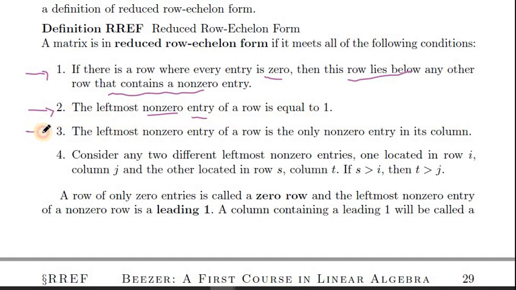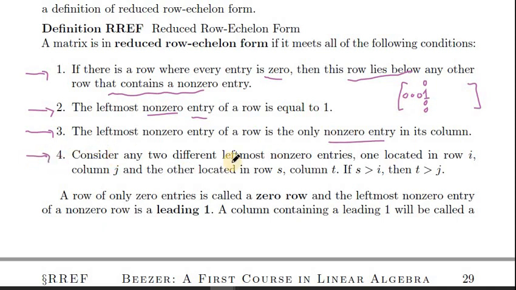Number 3. The leftmost non-zero entry of a row is the only non-zero entry in its column. So for instance, if I have a matrix here, and I have a leftmost 1 here, which would mean I have zeros here, that means that all of these are zeros as well. It may not be 0 back here, may not be 0 up here, but if there's zeros here and a 1, then all of these are zeros as well.